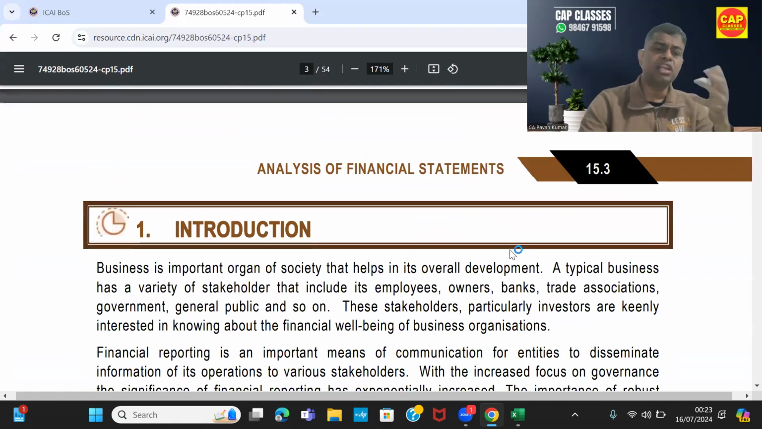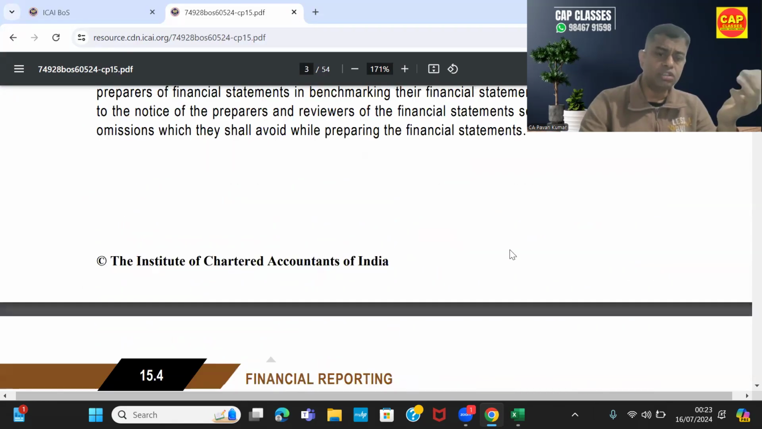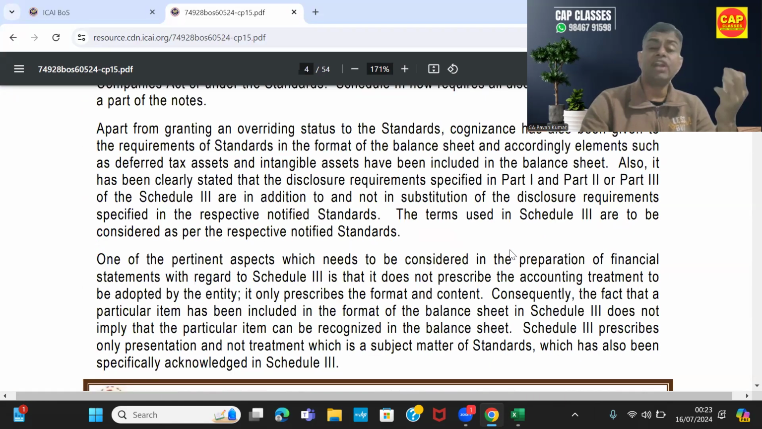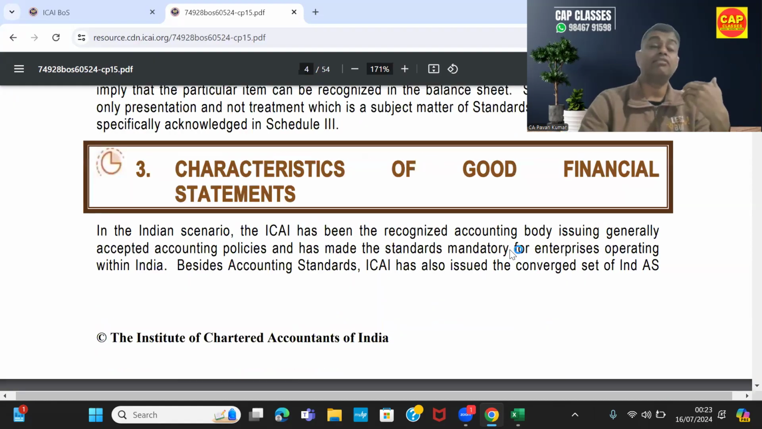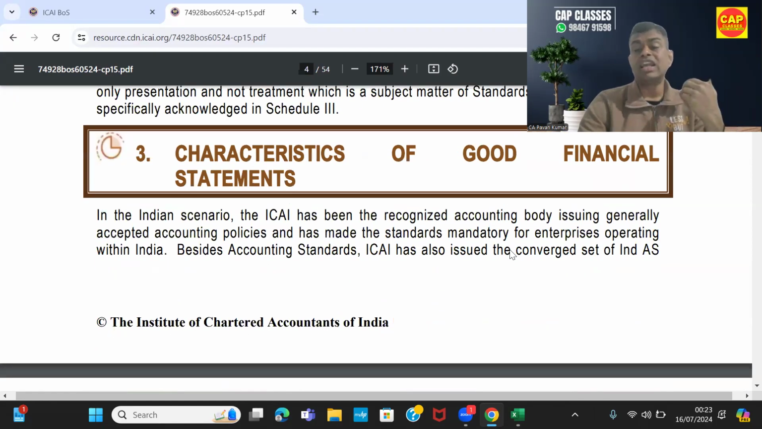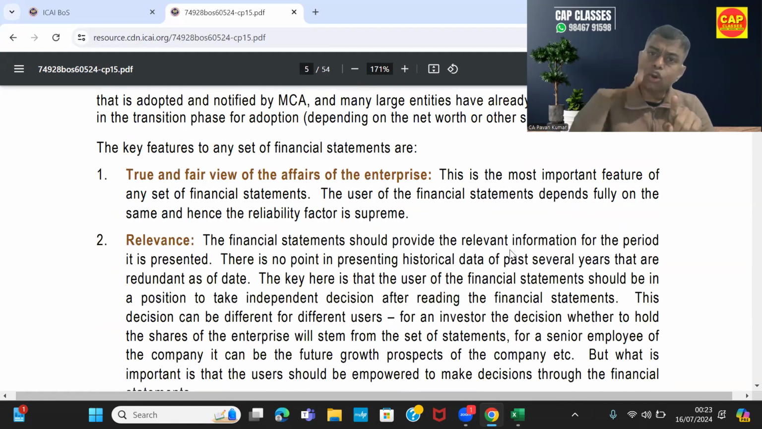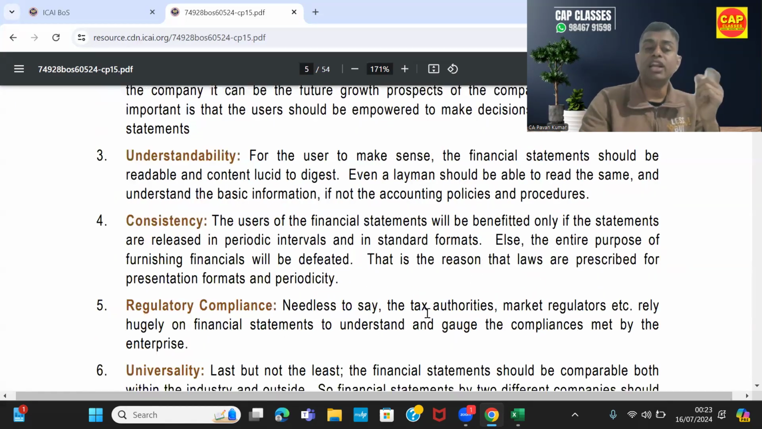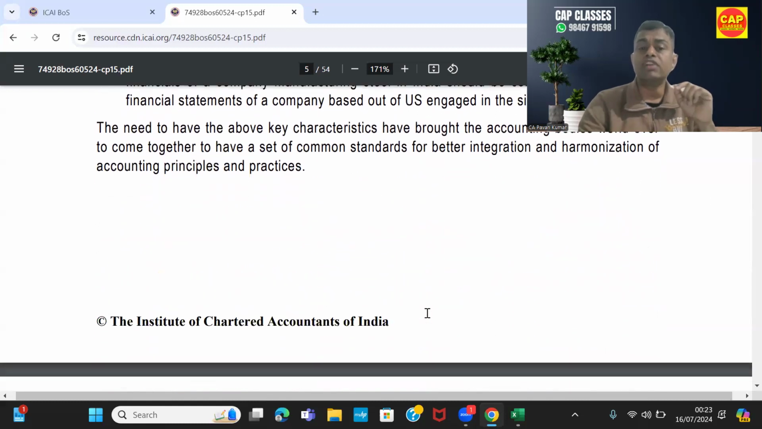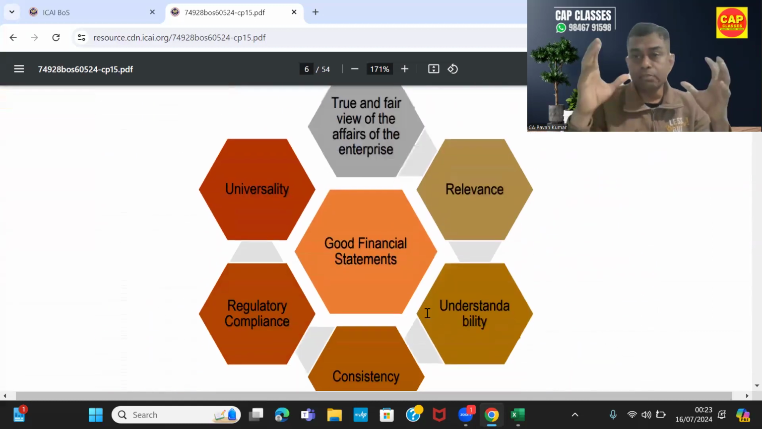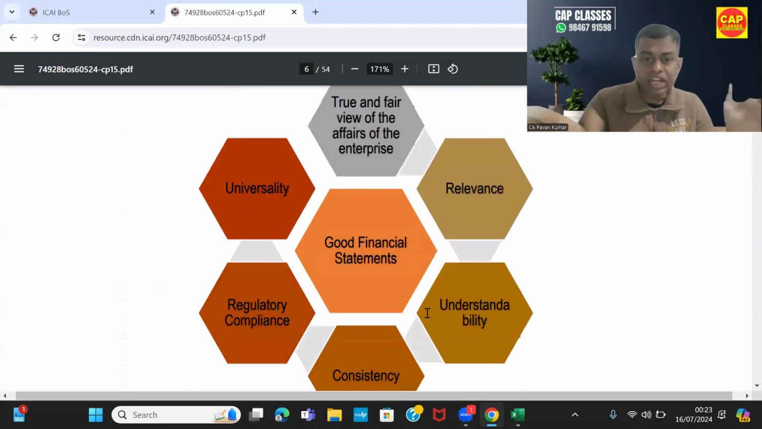Now, if you look at page number 3, they have given the introduction to this. Then they have given financial statements of corporate entities. They have given about Schedule 3. They have given characteristics of good financial statements. Again, whatever bullet points they have written in the course overview on the second page, they will elaborate it: true and fair view, relevance, understandability, consistency, regulatory compliance, universality. Then they have given one beautiful diagram which has no meaning.